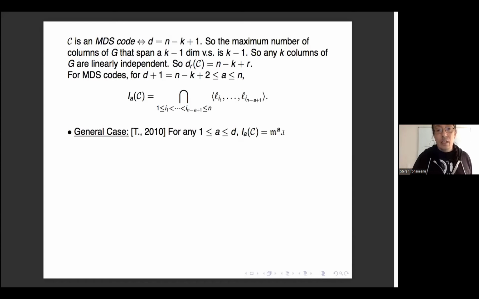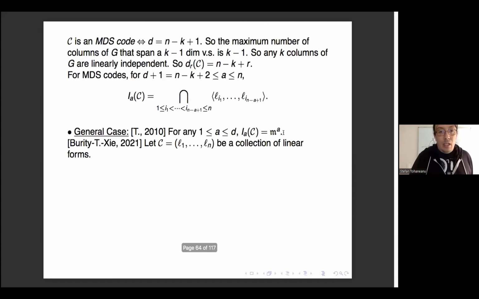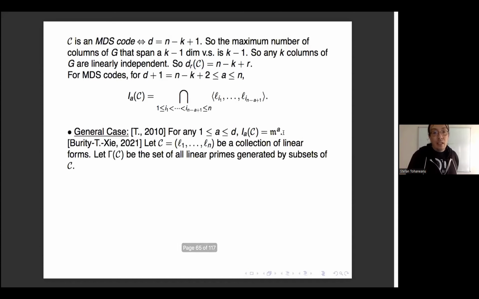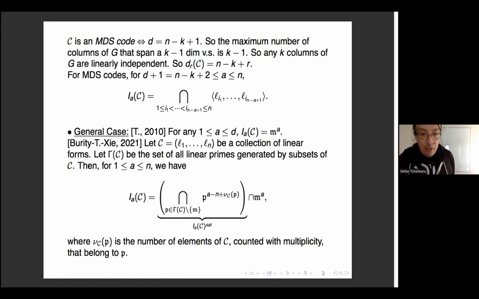irrelevant ideal, the maximal ideal. And now here is one of the main results of our work. So we have any collection of linear forms, and we create this set of all linear primes generated by subsets of C. So we take any subset of C, those are subsets of linear forms, so they will generate prime ideals. Then the primary decomposition looks like this.